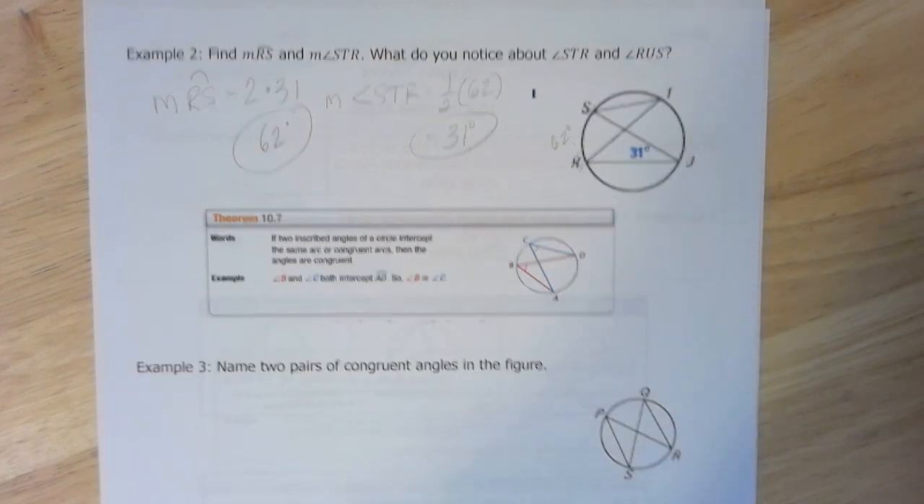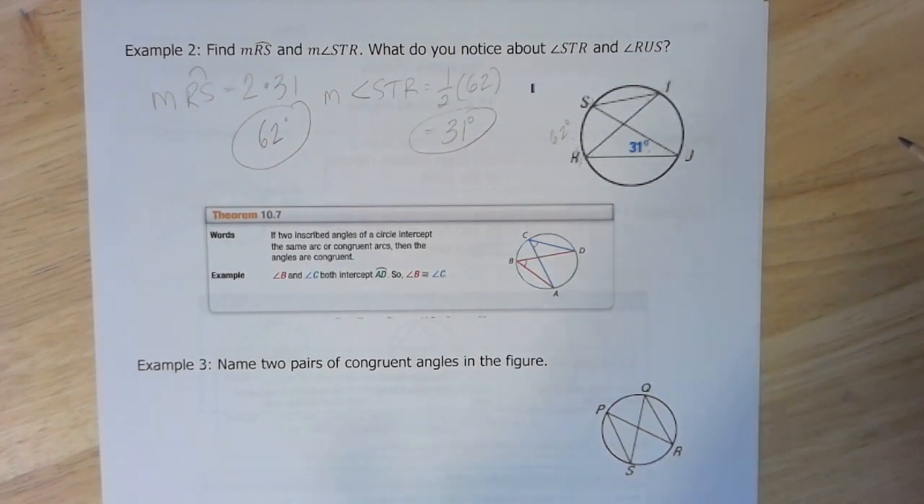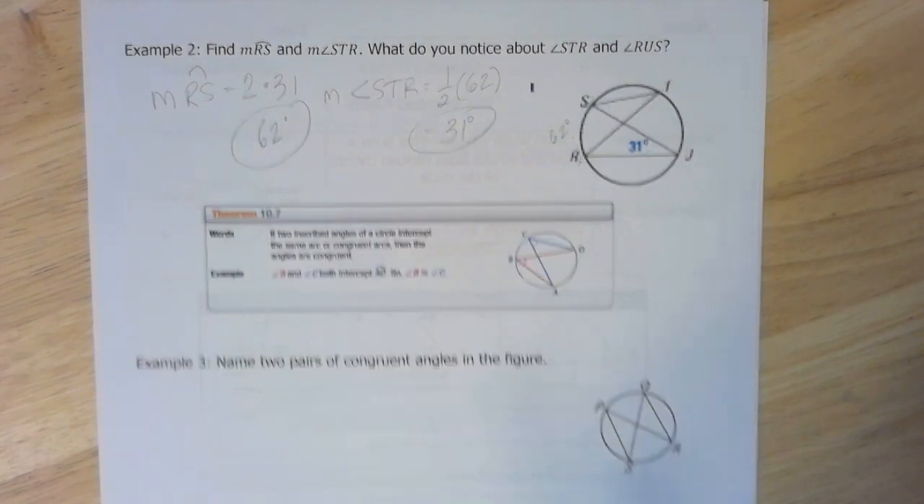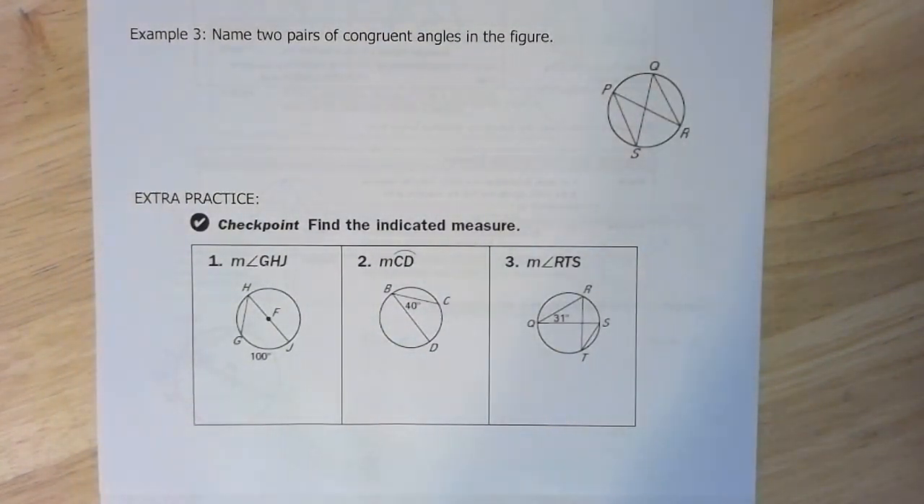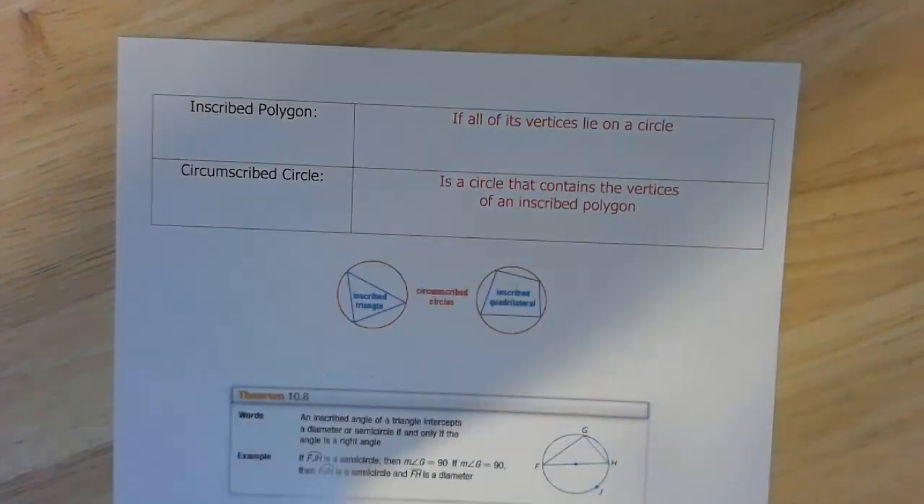All right, in example 3, I want you guys to name 2 pairs of congruent angles in the figure. I actually named 4 different answers that you could have written, so make sure you double check the notes to make sure yours match up. I also want you guys to look at this extra practice part, and I would like you to complete the extra practice.